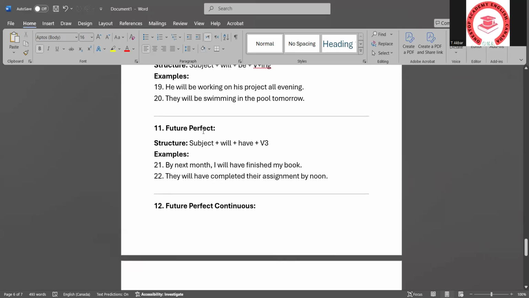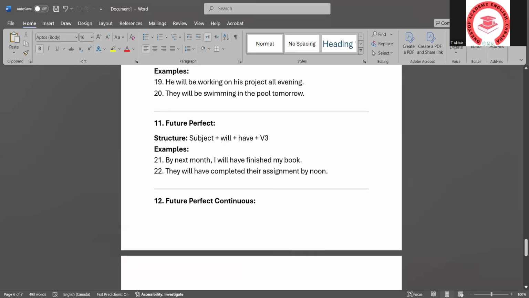Next, future perfect. Structure is subject plus will plus have plus third form of the verb, and the examples are by next month I will have finished my book. Another example is they will have completed their assignment by noon.